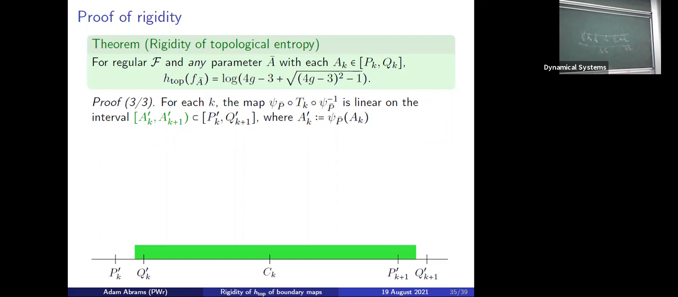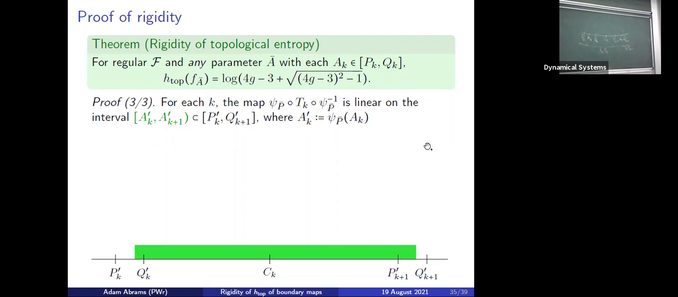We need to know that this whole green interval that I've shown now, and the endpoints of this interval, are adjustable because these are the parameters in our family of boundary maps. No matter how I adjust those endpoints a little bit, this green interval is still going to be inside PK to QK plus 1, because that's the maximum possible range that these two parameters could give you.